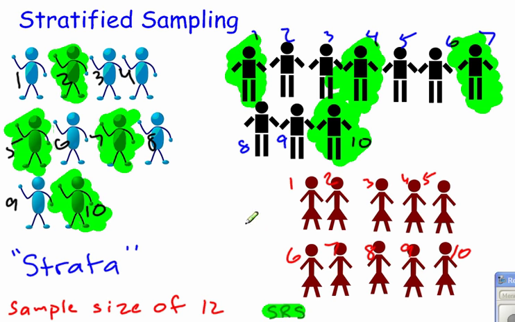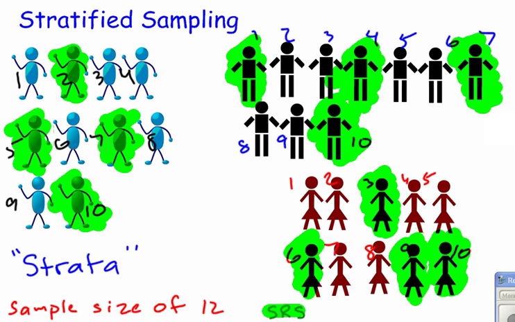Now I go to my red group or my red strata, and I use SRS to get 4 more people, or randomly choose 4 more people from this group. And in this group I get number 3, so I interview her. Number 9, I interview her. Number 10, I interview her. Number 3 comes up again, so I skip it. And then number 6 comes up, so I interview her. And I have now got my 1, 2, 3, 4, 5, 6, 7, 8, 9, 10, 11, 12 people for my interview, and I have a sample size of 12. Simple random sampling is used for each group. Each group is called a strata, and that is stratified sampling.